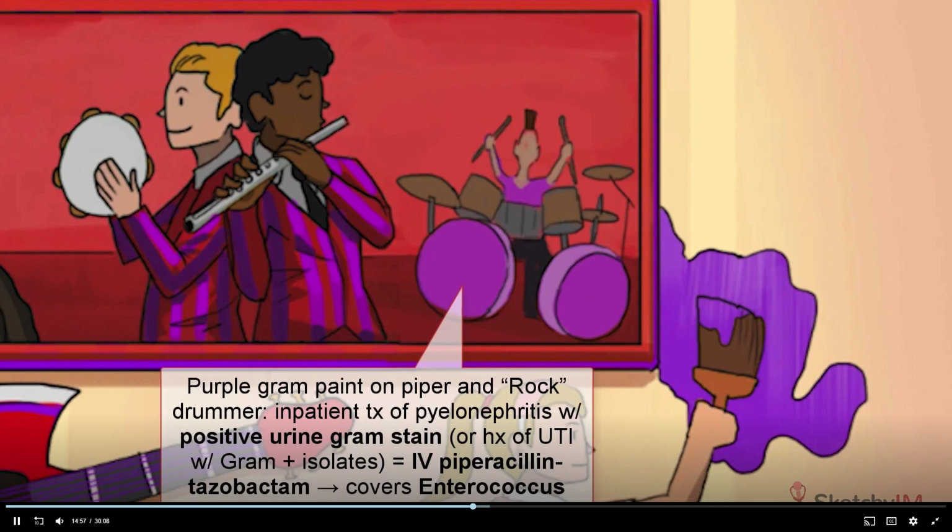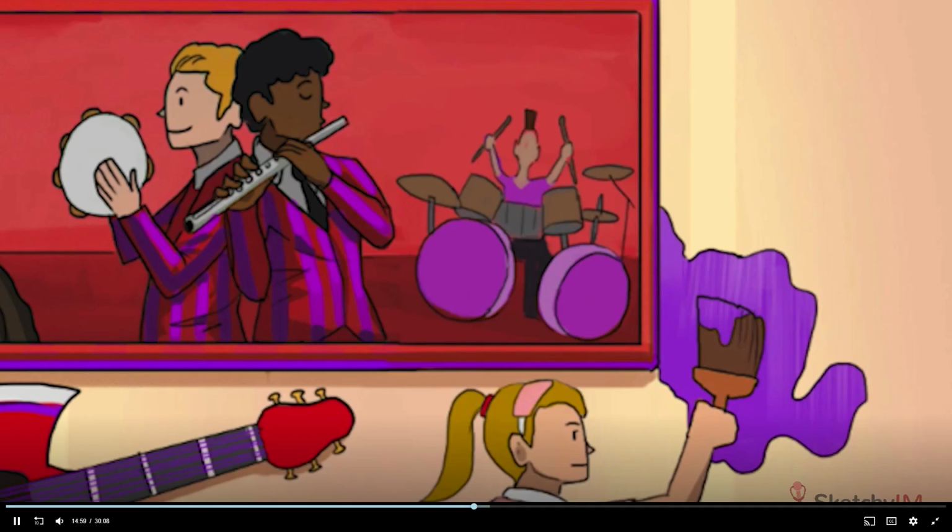Embodied yet again by those purple diplococci rock drums. In this case, pipe tazo is the empiric therapy of choice, since it has good activity against Enterococcus. And fittingly, in the painting, those rock drums are being accompanied by the pipe tazo pipes and tambourine.